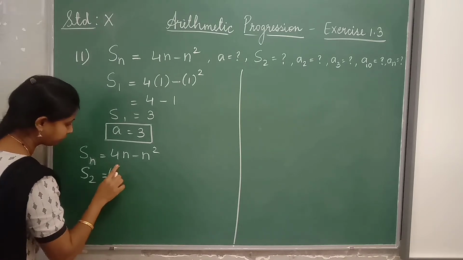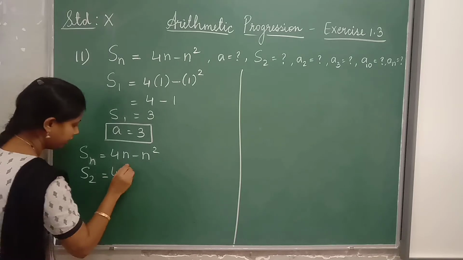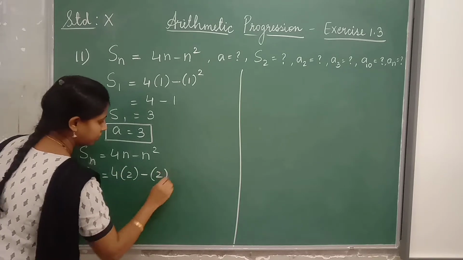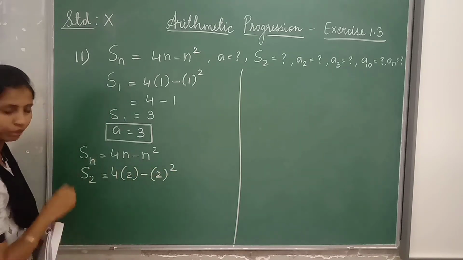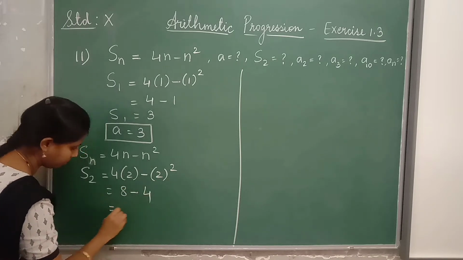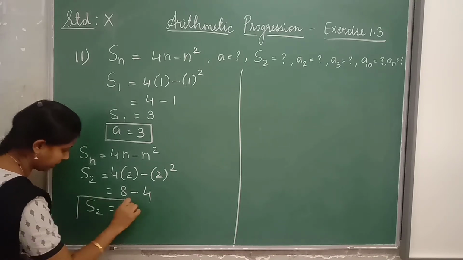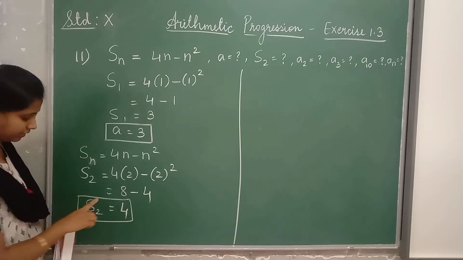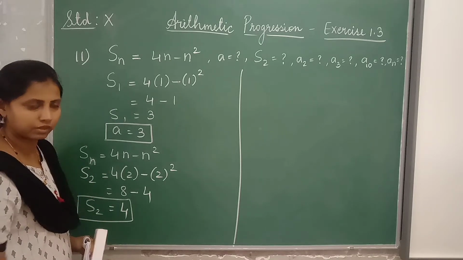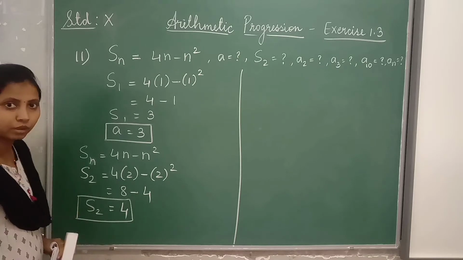So 4 into 2 minus 2. In place of n substitute 2. So 4 2s are 8 minus 2 square is 4. 8 minus 4 is 4. So the sum of two terms is nothing but here 4. Yes, sum of first two terms. Sum of first term is 3. Sum of first two terms is 4.